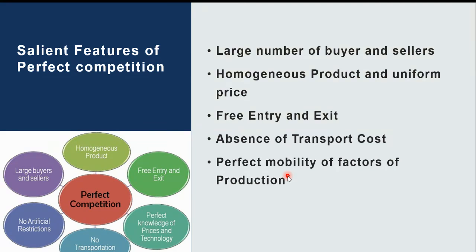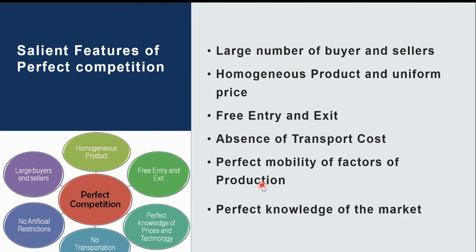So there is perfect mobility of factors of production. The prevalence of the uniform price is also due to the perfect mobility of factors of production, as they enjoy perfect freedom to move from one place to another and from one occupation to another, the price gets adjusted.